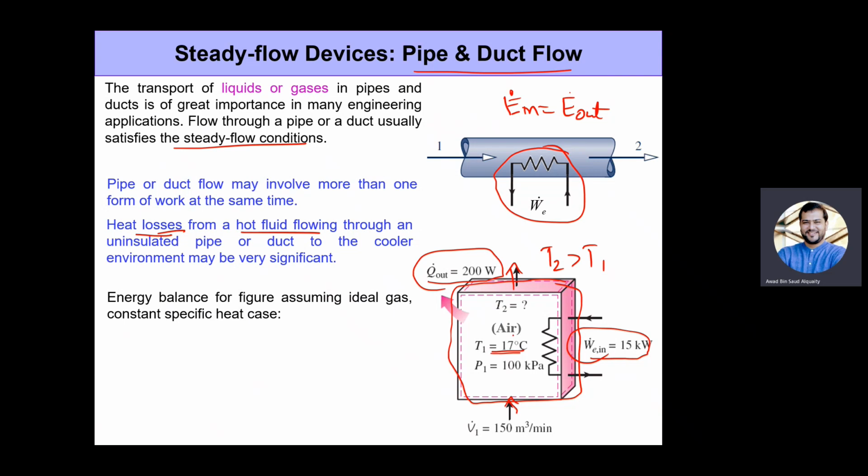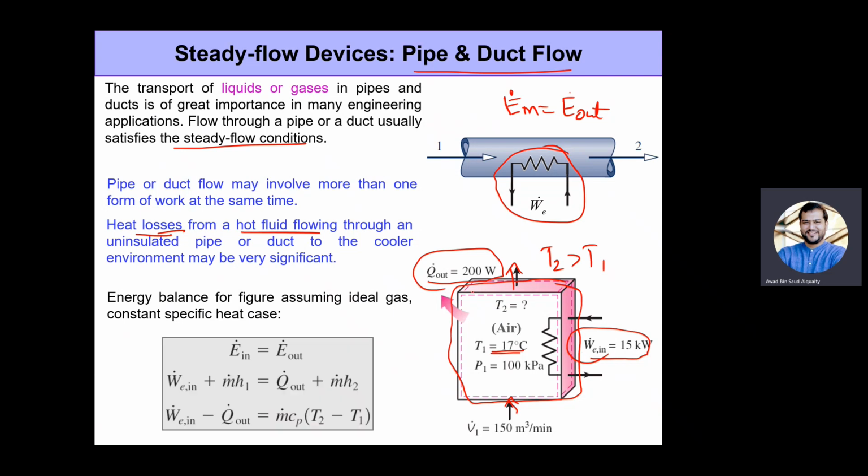So in this case, where you have electrical work coming in and heat going out of the system, the energy balance will change just a bit. Of course, you start with energy in is equal to energy out. But in addition to the energy coming in through the mass times enthalpy of the system, you also have some energy coming in through the electrical work input, which is what you need to write on the left-hand side.